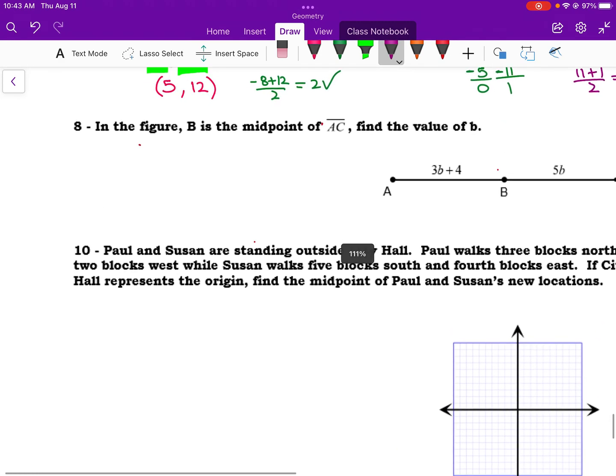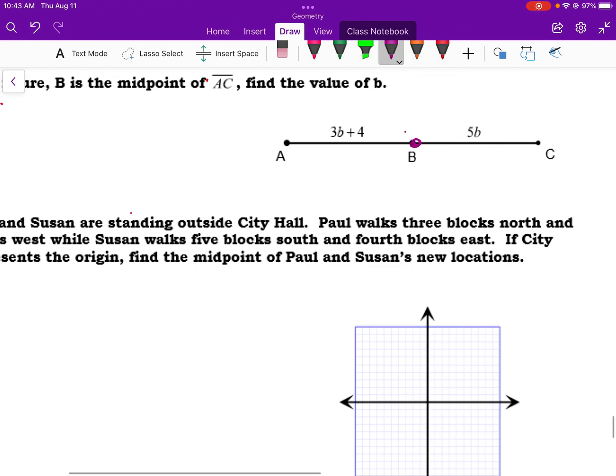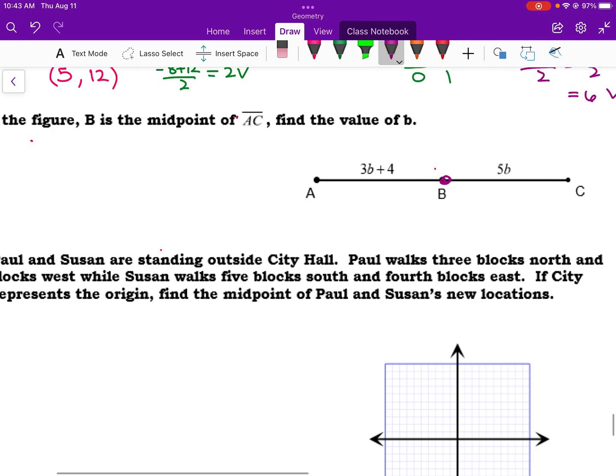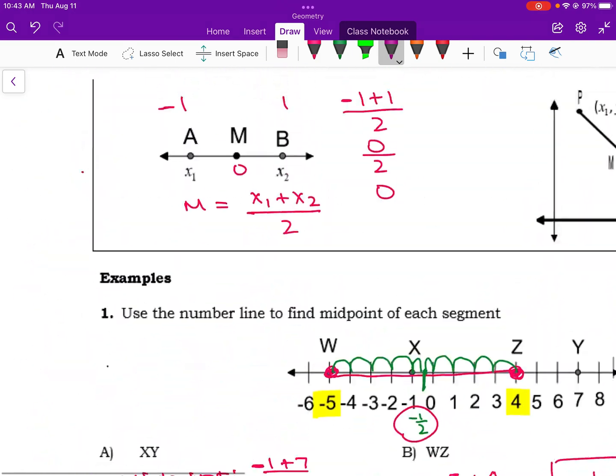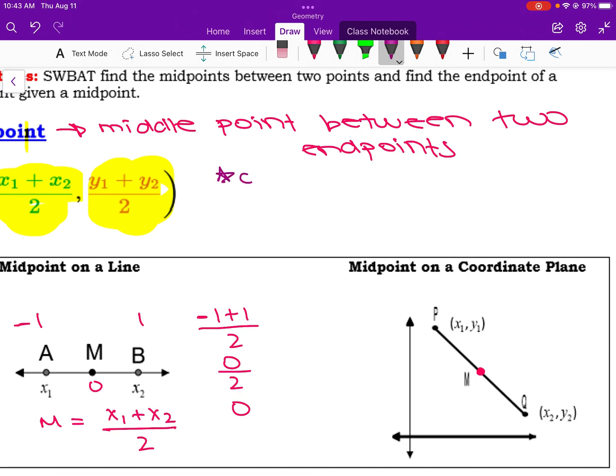Now we're looking at a straight line distance. We're told in this figure B is the midpoint, and we want to find the value of b. This is a property that I should have established at the beginning, up at the top here. Let's go back up here and say not only is the midpoint between the two endpoints, but it cuts the line segment perfectly in half.